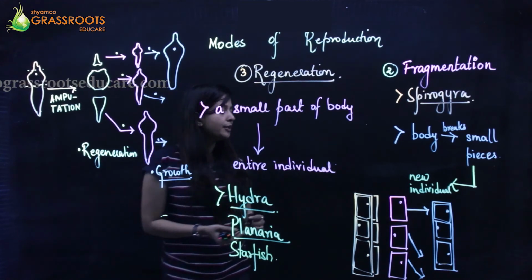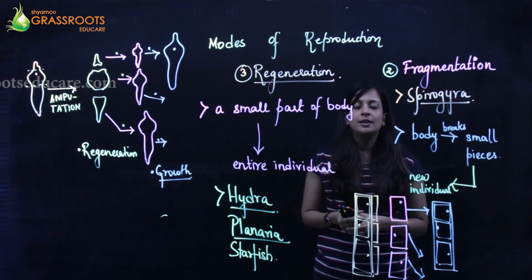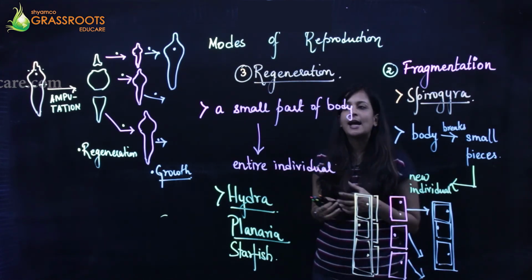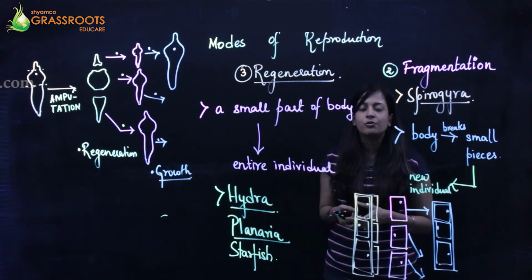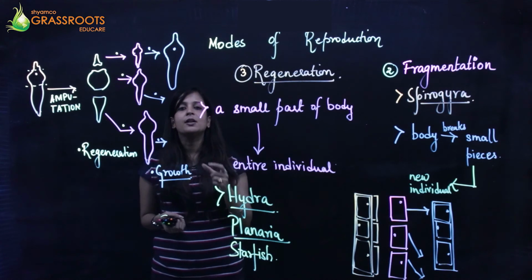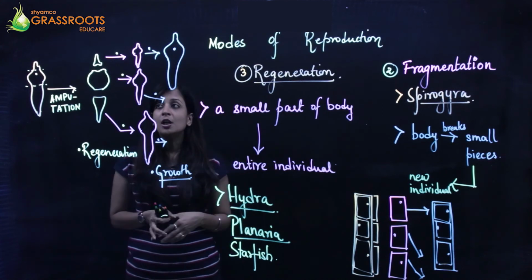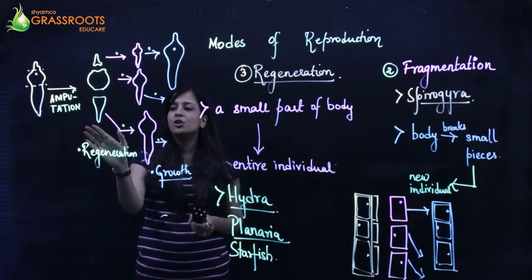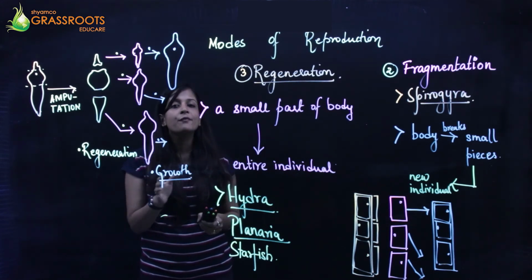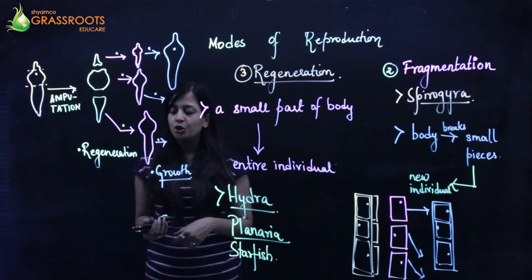But let me tell you one thing, that sometimes we might confuse it. Many a time we have seen that the tail of the lizard falls off. Let me tell you that that process is definitely not an example of regeneration, because that particular tail of the lizard is not capable of giving rise to a new lizard. So that is not a process of regeneration. In regeneration, a small part of the body is capable of giving rise to an entire new individual. So the falling of the tail from the lizard's body is not an example of the regeneration process.